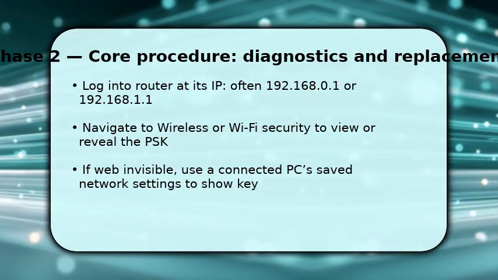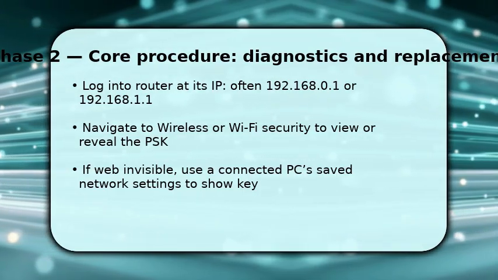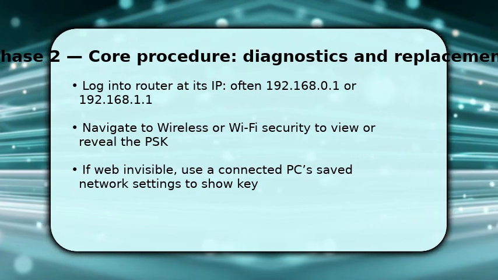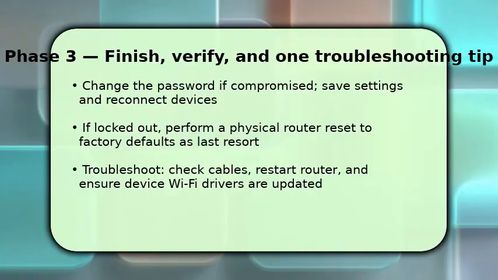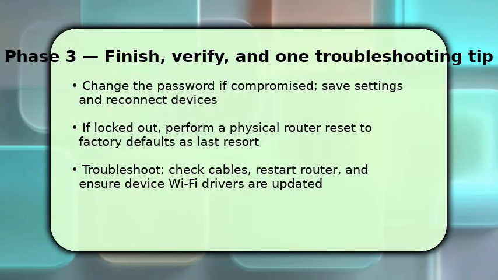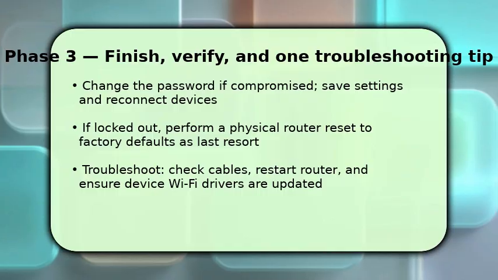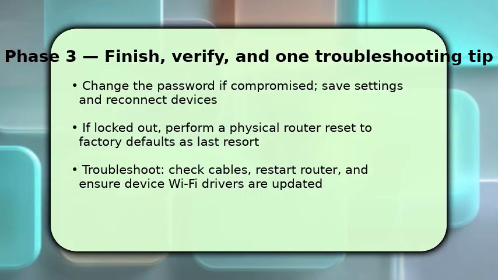If web access fails, go to a connected computer's saved network settings and choose to finish by deciding whether to keep or change the found password. If compromised, set a new, strong passphrase and save settings, then reconnect your devices.